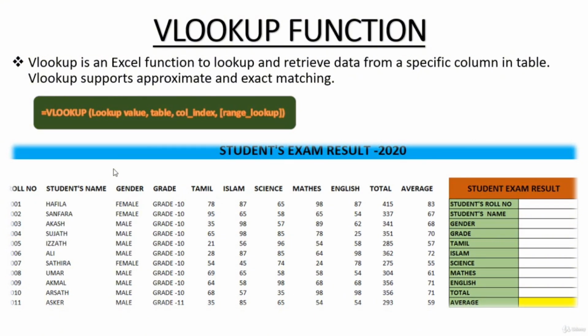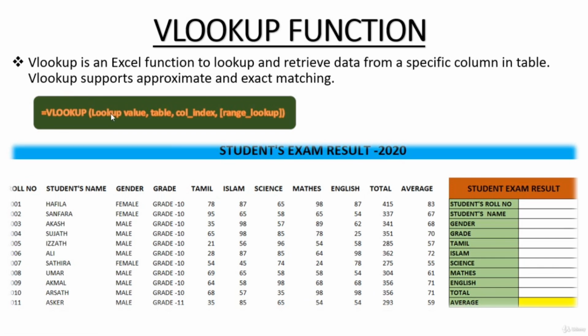The formula is very simple. First we have to put the equal sign. Then we need to write down Vlookup. After that we have to start the bracket. Within the bracket we need to pass four parameters. First lookup value, comma, second table, the third column index, the fourth one is range lookup, then close the bracket and enter. The first parameter is lookup value.